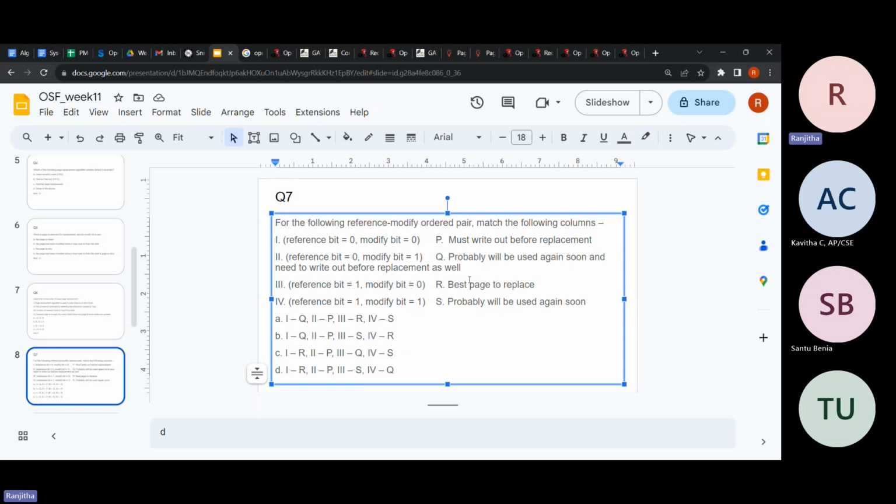Now the next question. The aim of creating page replacement algorithm is to replace page faster, maximize page fault rate, minimize the page fault rate, or to allocate multiple pages to processes. The aim of creating page replacement algorithm is to minimize the page fault rate. So the answer here is C.